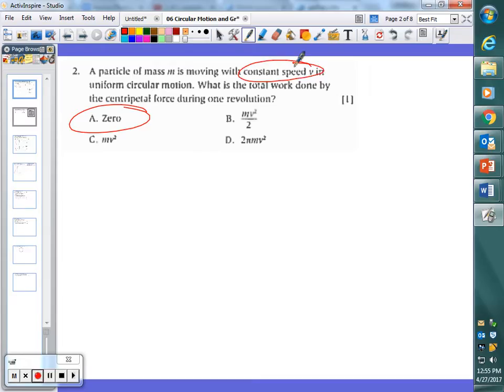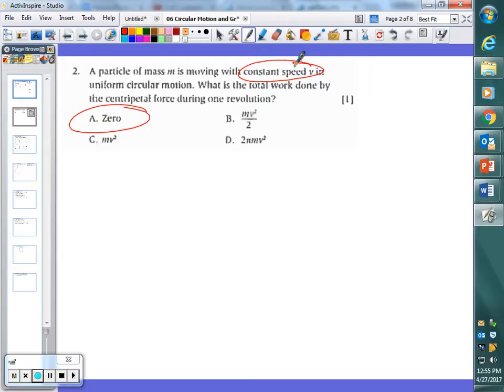What is that telling you about the energy? It is constant. It is not different. If there is no change in the energy, there's no work. Oh, yeah, because work is energy done in a certain amount of time.